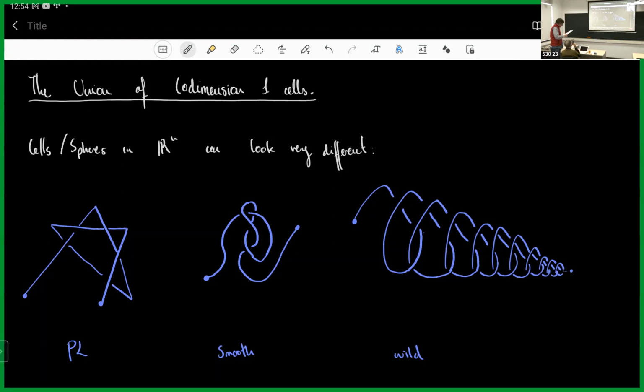The next speaker is Philip Kaddaj, and his talk is on Chernavsky's theorem about the union of codimension 1 cells.